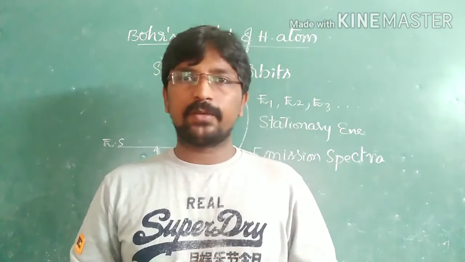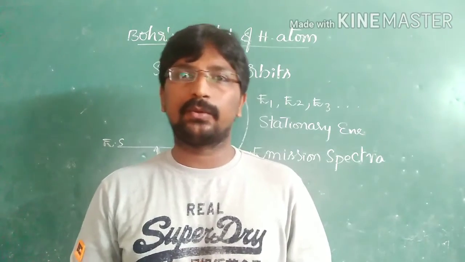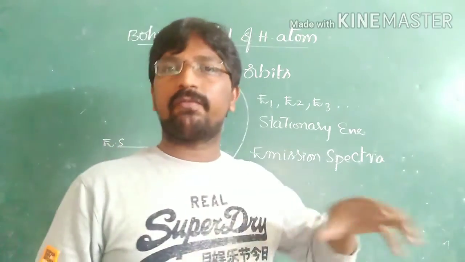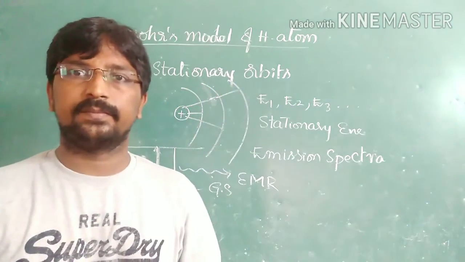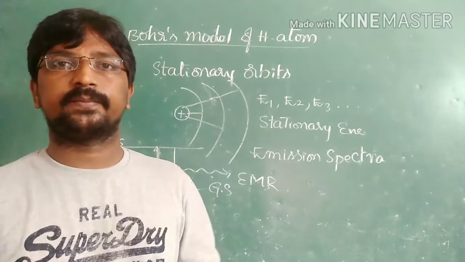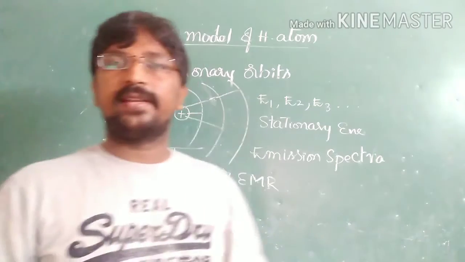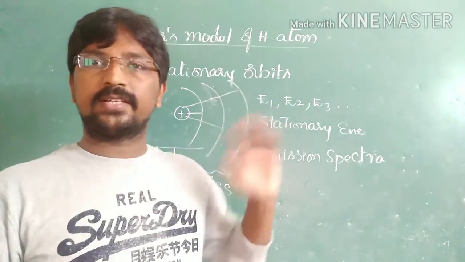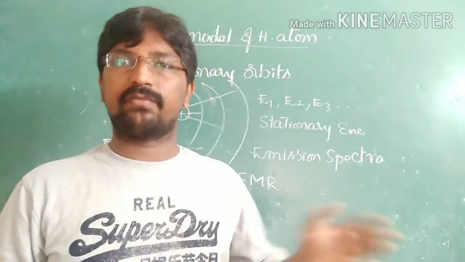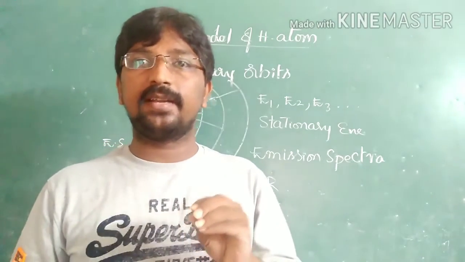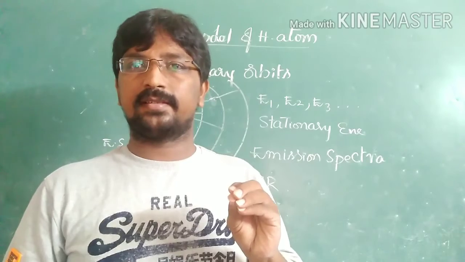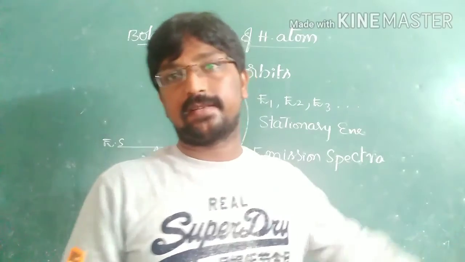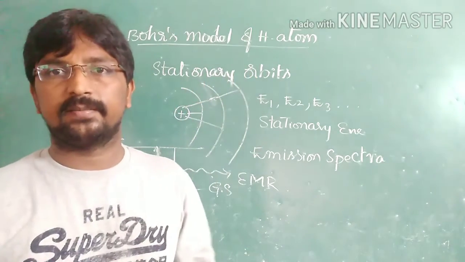But when we observe the line spectra of hydrogen through a high resolution spectroscope, a group of fine lines is observed. Those fine lines were not explained by Niels Bohr. That's why Bohr's model failed to explain the fine spectra. The splitting of spectral lines is called fine spectra, and he could not explain that. So that's why Bohr's model failed.